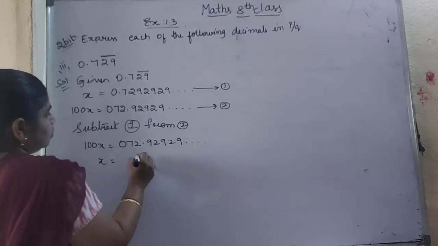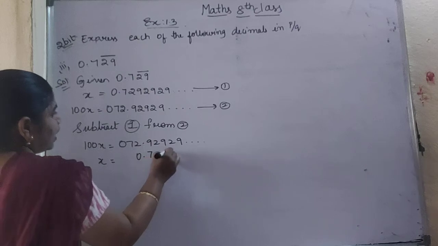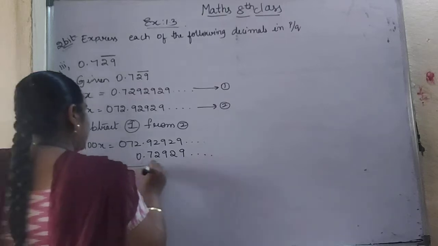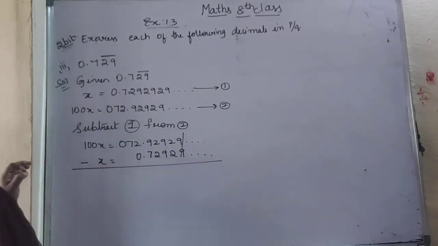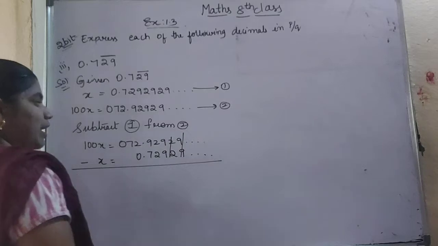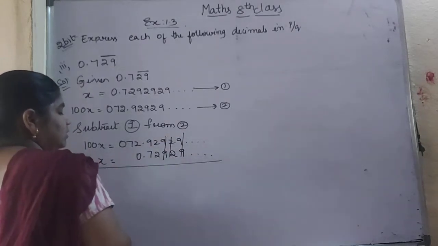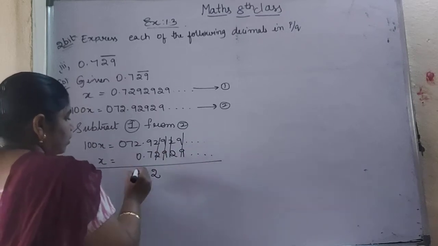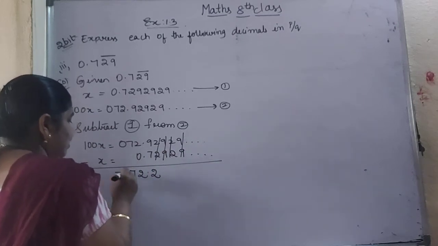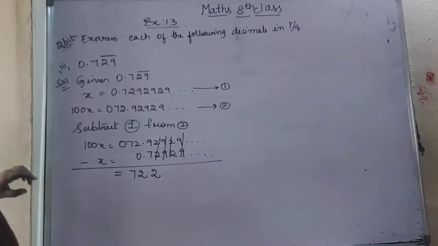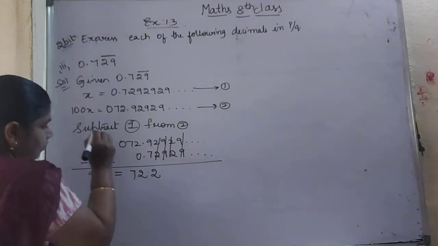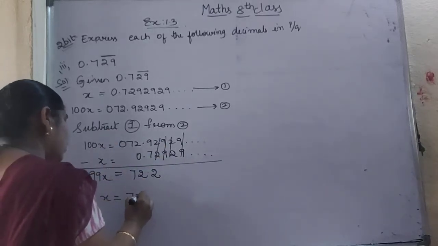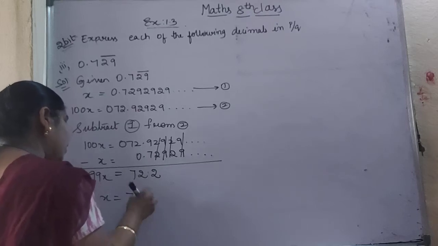And what is the x value? x is equal to 0.72929 and so on. So if you subtract these two, 9 will get cancelled, it will become 0. 2 will get cancelled, it will be 0. 9 minus 9 is 0. 2 minus 2 will be 0. 9 minus 7 will be 2. 2 as it is, 7 as it is, equals 100x minus x, which is 99x. Now transpose this 99 to the other side. So x equals 72.2 by 99.